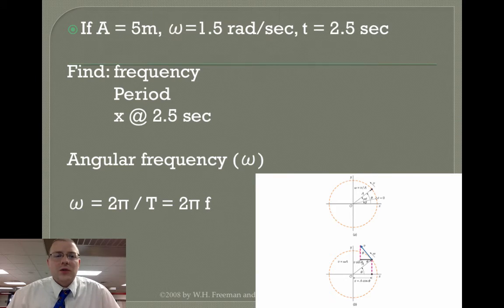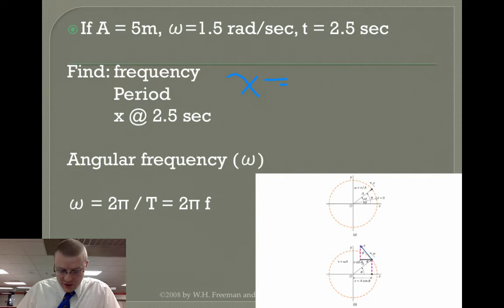So if we were trying to do an example here, let's say that our amplitude is 5 meters, our angular frequency is 1.5 radians per second, and in a time of 2.5 seconds, where is the mass? So if we were going to actually crunch these things out, if I want to find my position at 2.5 seconds, I simply just have to substitute in things that I know.